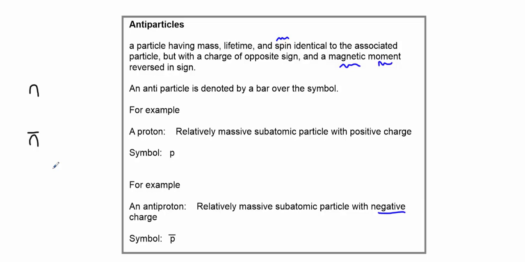What's the difference? Well, neutrons have zero charge, so there's no opposite charge to worry about. The only difference between a neutron and an antineutron then is its magnetic spin. An electron, similar. We have e, and then we have e bar. e would be the symbol for the electron, which is a negatively charged, really tiny particle. And then an anti-electron is a positively charged, really tiny particle. Anti-electrons, by the way, are also known as positrons.